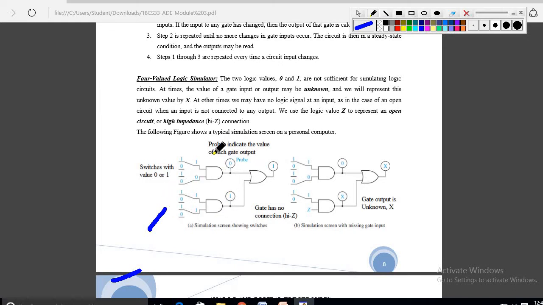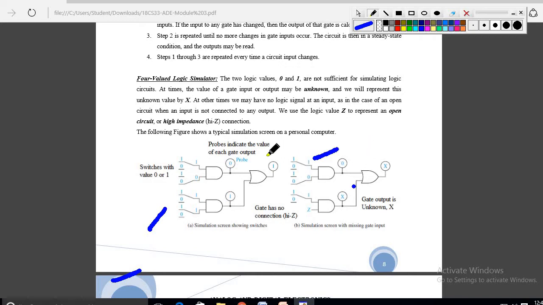So here I am using the simulation screen of this particular circuit with the switches. Either switch means it selects 1 or it selects 0. And in this case, the simulation screen with the missing gate input, I'm giving the inputs, but at the second AND gate, the inputs of these two are 1 and 0. Obviously the output of that should be 0, and that output of the AND gate again I'm connecting to the OR gate.